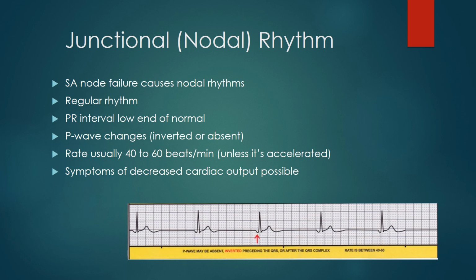So what else will we see? Well, there's no P wave because the SA node didn't fire. So instead, the way the junctional cells show up on the EKG strip is either an inverted P wave, sometimes even coming after the QRS, or simply no P wave at all. So because of this slow junctional rate of 40 to 60, you might start to see that your patient's cardiac output is decreasing as well.